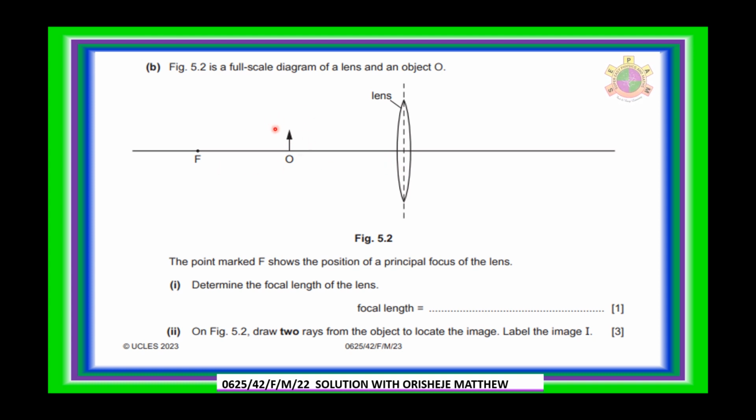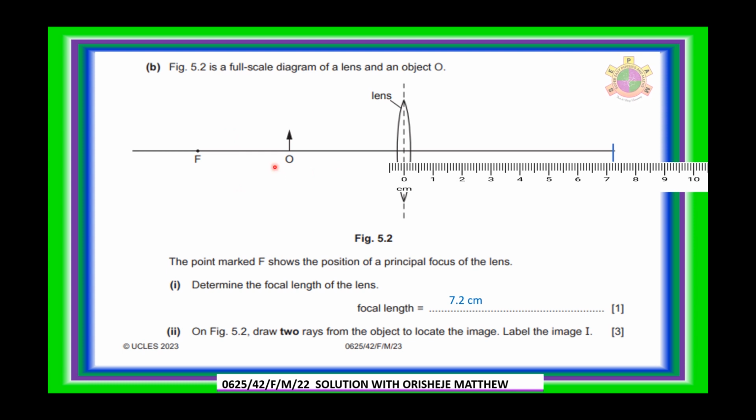Now determine the focal length of the lens. What is the focal length? Just measure the distance from F to the optical center of the lens. So you put that with your ruler. That gives us about 7.2 cm. So that is the focal length of this lens. Let's mark it at this other part so that we can draw the ray diagram. So you have F and F prime, F on the left hand side and F on the right hand side.